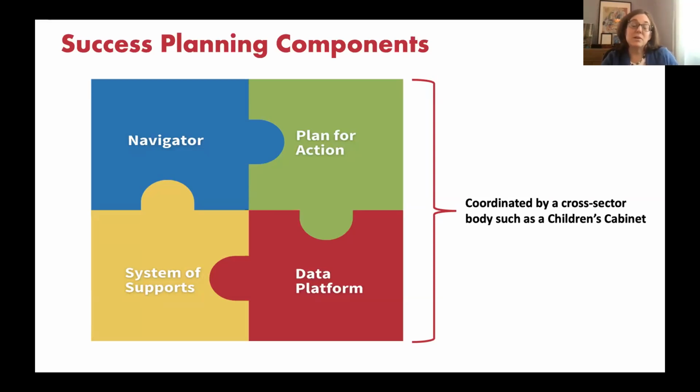The 4 components that we have are having an adult navigator, an adult who gets to know a child and sometimes a family well and understands their needs; a plan for action to take that information and decide what would be most helpful for any given child in terms of supports and opportunities; and then that system of supports so that there is a set of partners and organizations and resources to help kids succeed; and some kind of a data platform that can help kids get there.